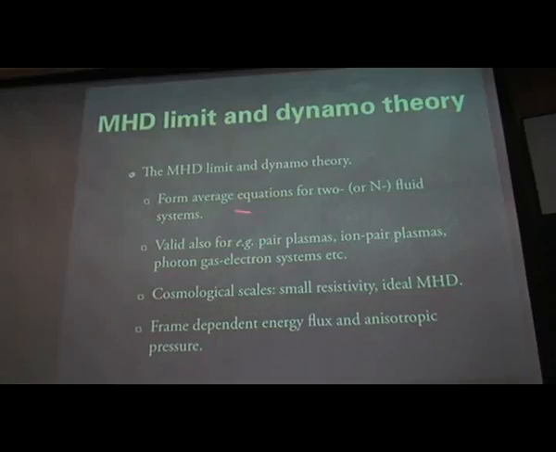So what we do is we form the average equations from a number of fluid systems. We normally have two fluids, electrons and ions being the most common, of course. In these systems, you have, of course, to do approximations here as well. So, for instance, if you look at cosmological time scales and length scales, the resistivity is rather small, so you can actually use ideal MHD there.